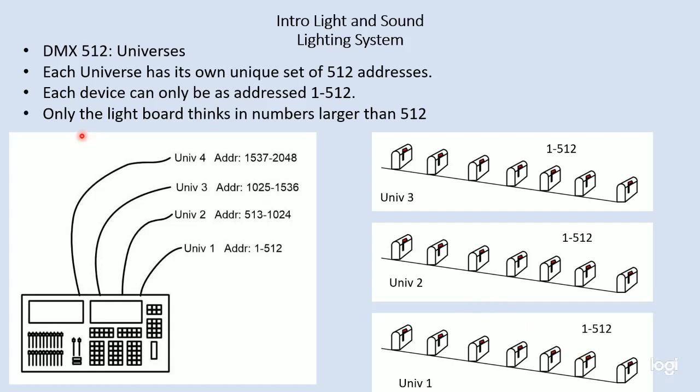So this is a little bit about DMX. Just remember that each universe has its own set of 1 to 512 addresses, and that we can never address a lighting fixture. Its start address can never be greater than 512. It has to remain below 512, even though the light board thinks of them in much larger numbers, right?